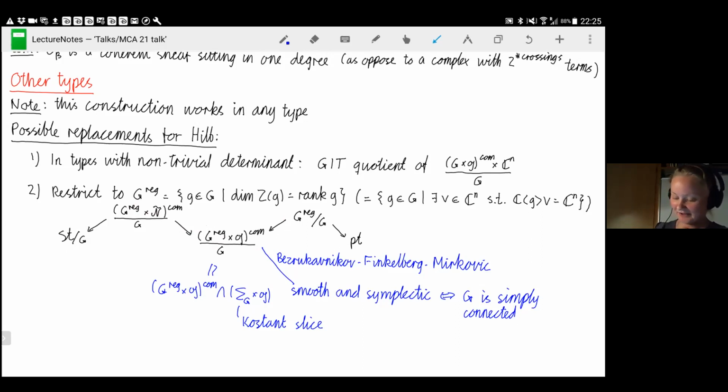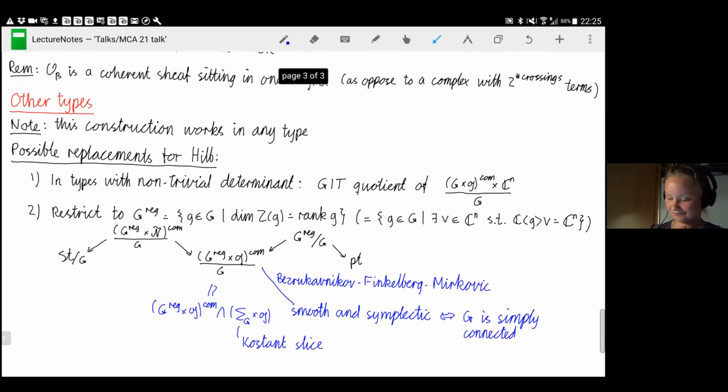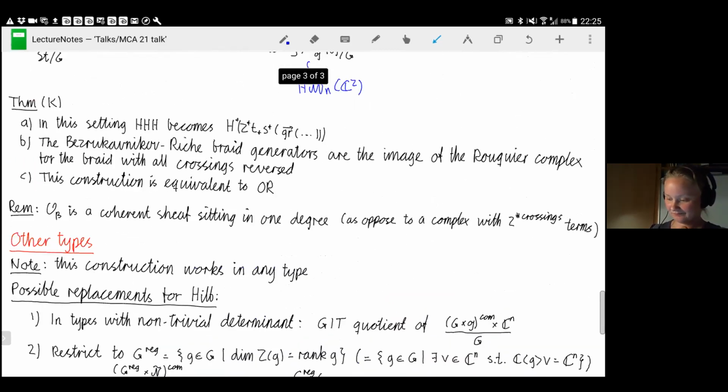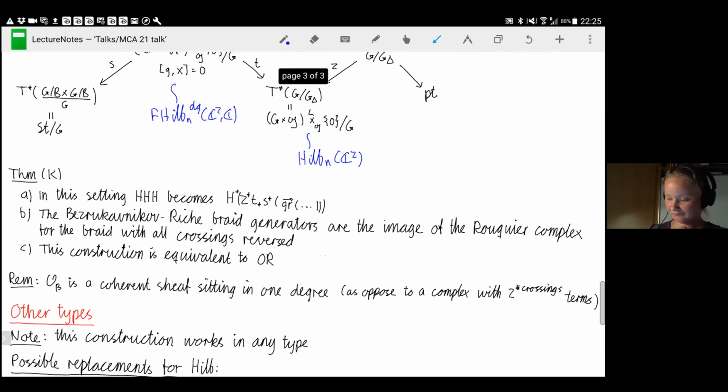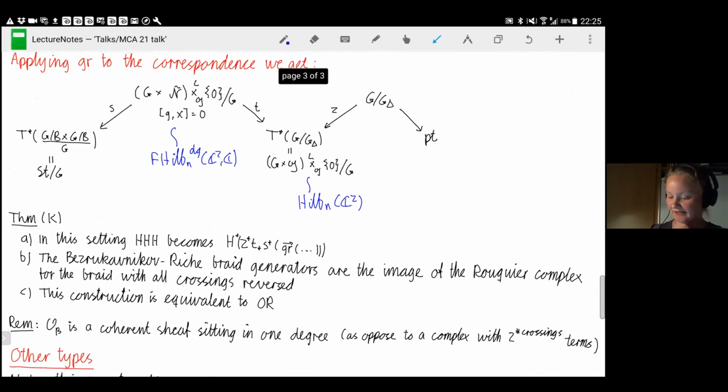But yeah, there might be other nice ways to replace this derived commuting variety with something that is easier to work with, an honest, non-derived smooth space. I mean, in the Hilbert scheme, there is the quasi-commuting variety, right? But I don't know if that's defined in other types, or that makes sense in other types.